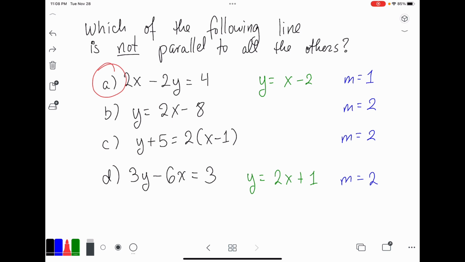The second equation is already in slope-intercept form, so we can immediately tell the slope. C is in point-slope form, and if you remember point-slope form, this is the slope, which is also easily identifiable, which is 2. And D, which is in standard form, if we rearrange it, we find that the slope is 2. Therefore, A is the only line that is not parallel to the others.